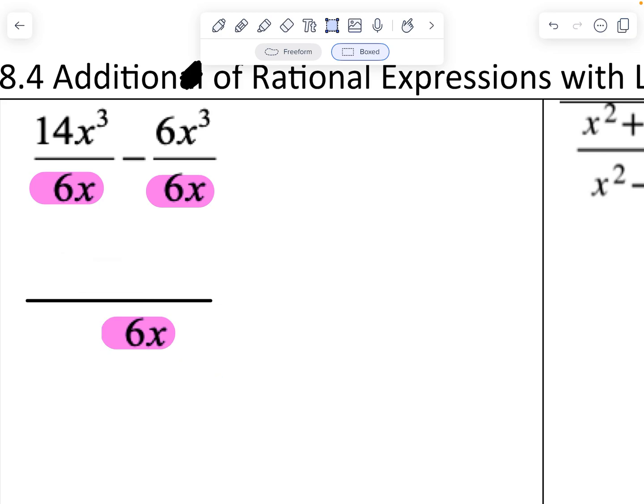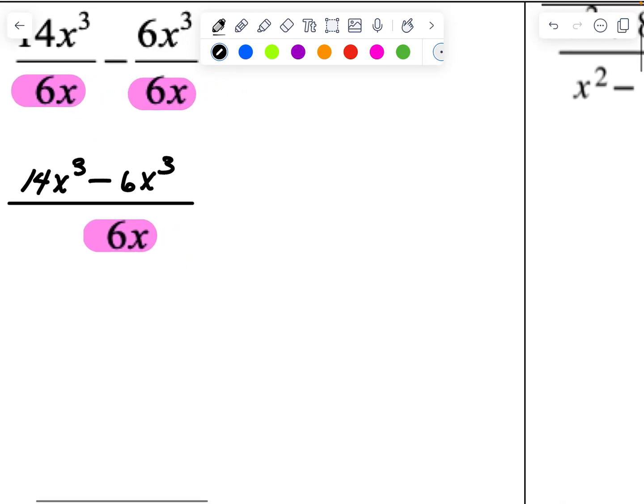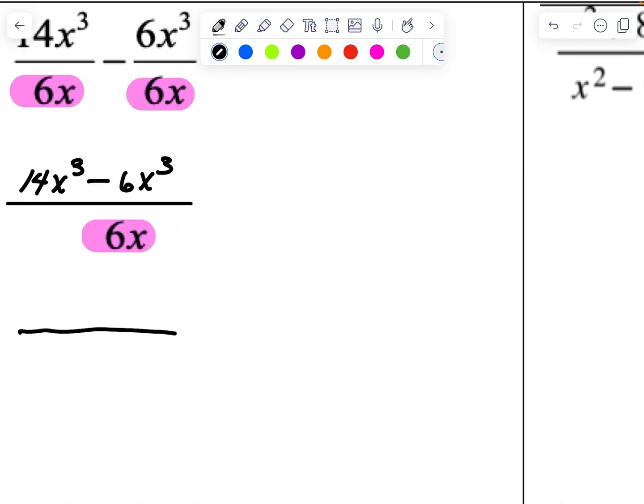And if the denominators are the same, then the numerators, we just record. So we're just going to make a copy of them. So 4x to the third power minus 6x to the third power. And then we combine those. All right, so we're going to combine the numerators.